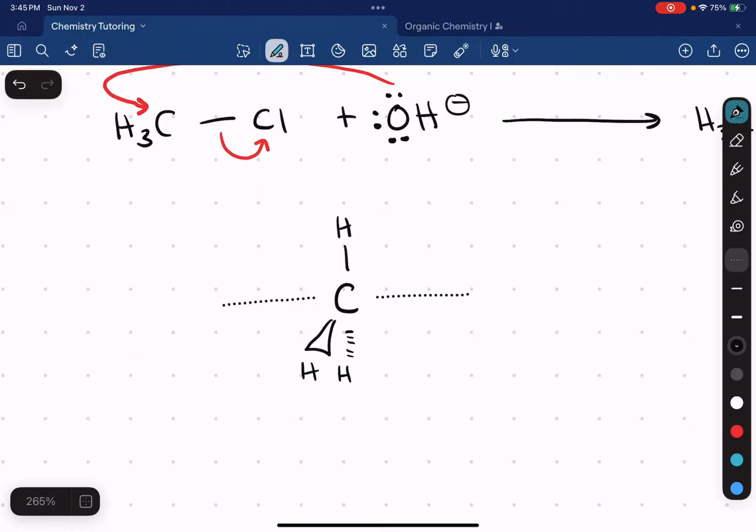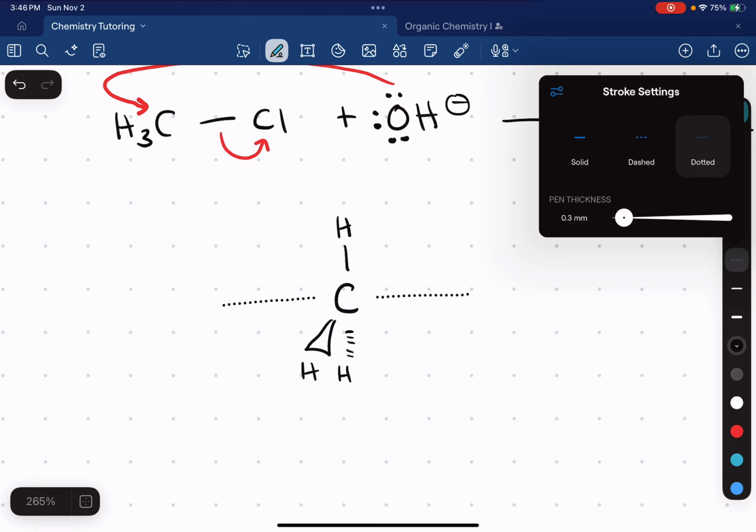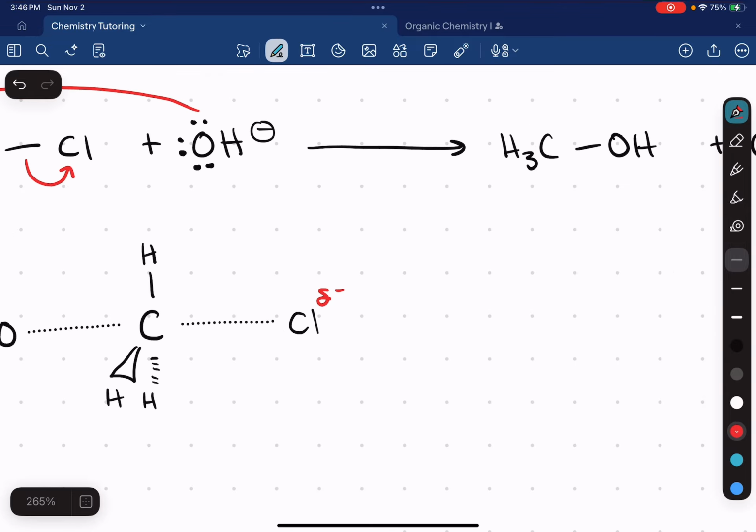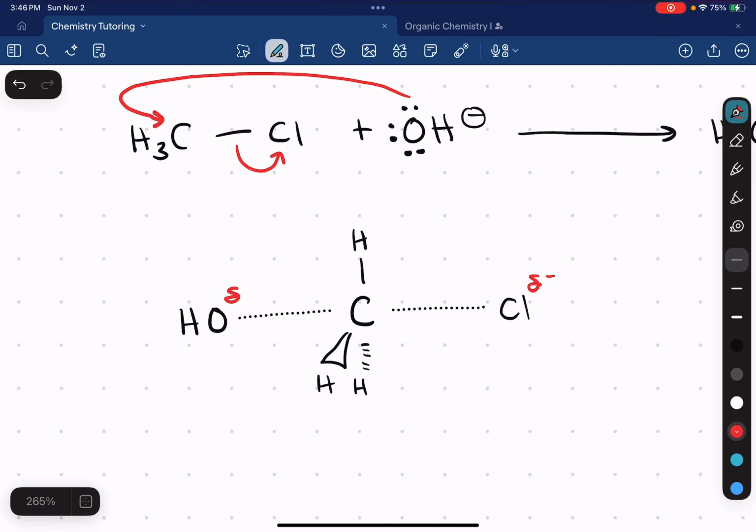It used to be bonded to a chlorine. It no longer is. And it was not bonded to the OH at first, but now it is. So this is what the transition state looks like. We've got our partial negative on the chlorine because it ends up negative at the end, and a partial negative on our hydroxy group because it started out negative and then lost that charge. Brackets, transition state.